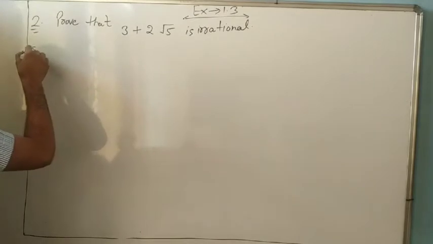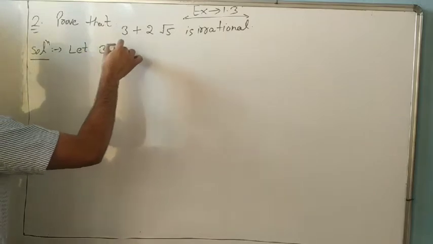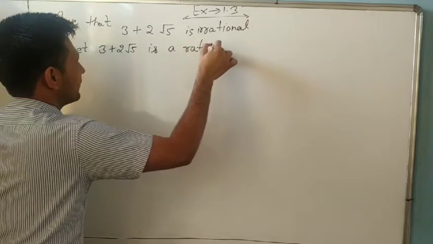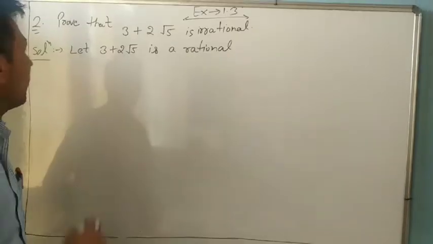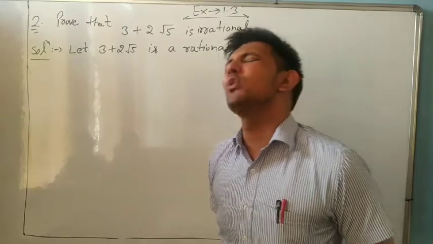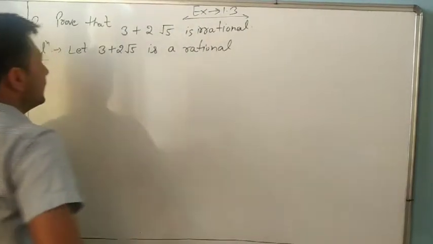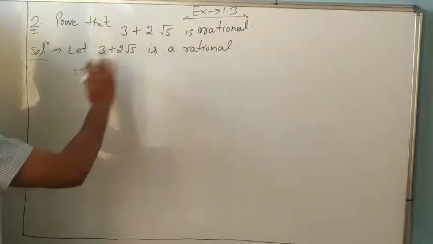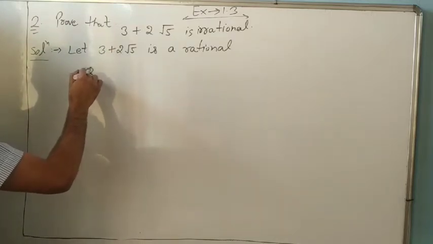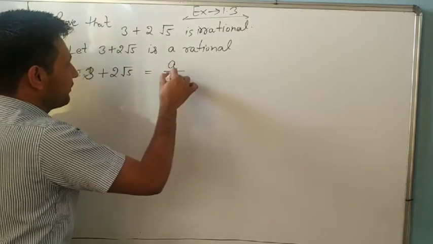So solution, look. First step always, let 3 plus 2 into root 5 be a rational number. And everyone knows, if it is a rational number we can write it in p by q form, or you can write in place of p q a, b, or c, d, x, y, anything you want. So 3 plus 2 into root 5 is rational. So you can write 3 plus 2 into root 5 equals a divided by b.